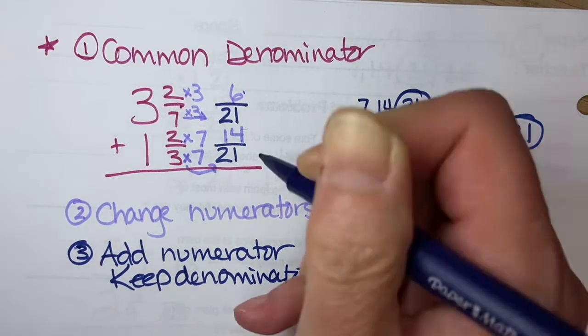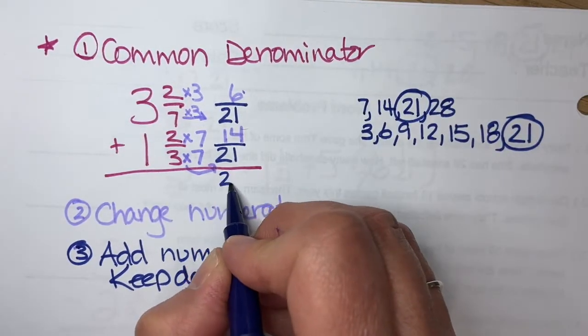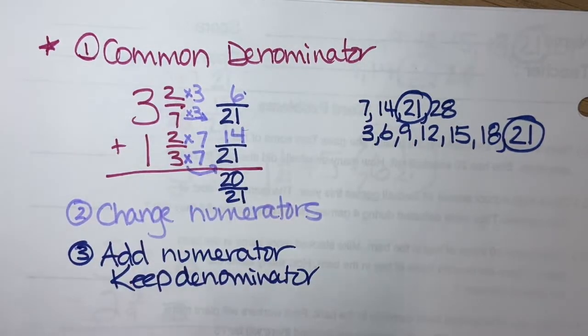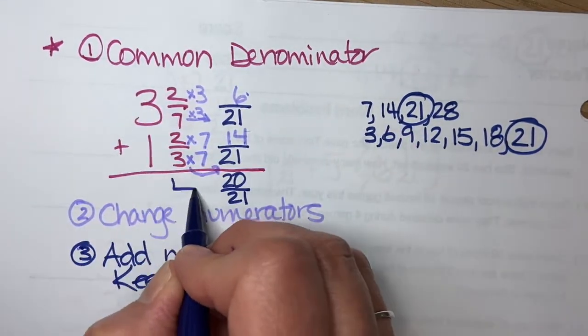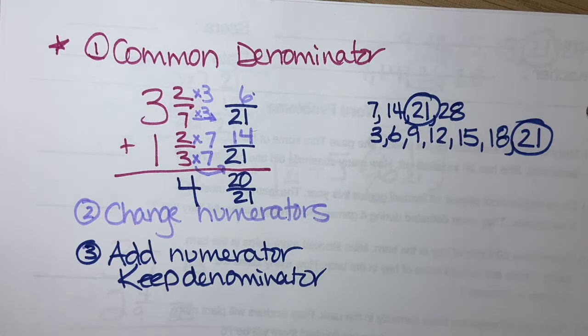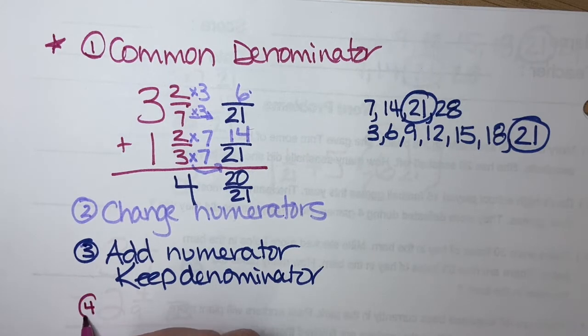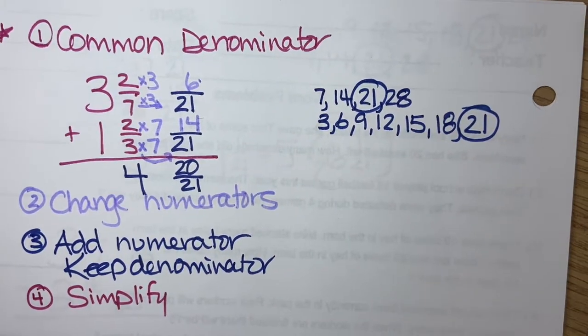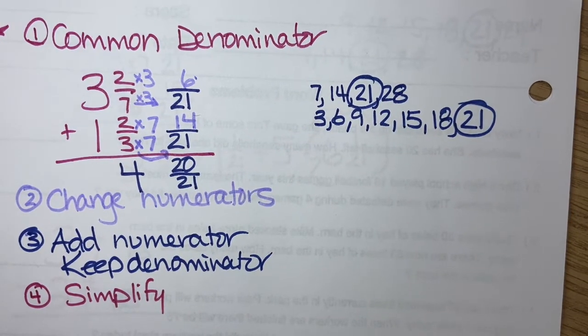Takes me a long time to write. So 6 plus 14 is 20, 21s, and then I'm going to add my mixed numbers. 3 plus 1 is 4, so my answer would be 4 and 20 21s. Now, I would simplify that if it wasn't in lowest terms, but in this case it is. So my last step would always be to simplify it. But mine is in lowest terms. Nothing goes into 20 and 21, so I'm all set there.